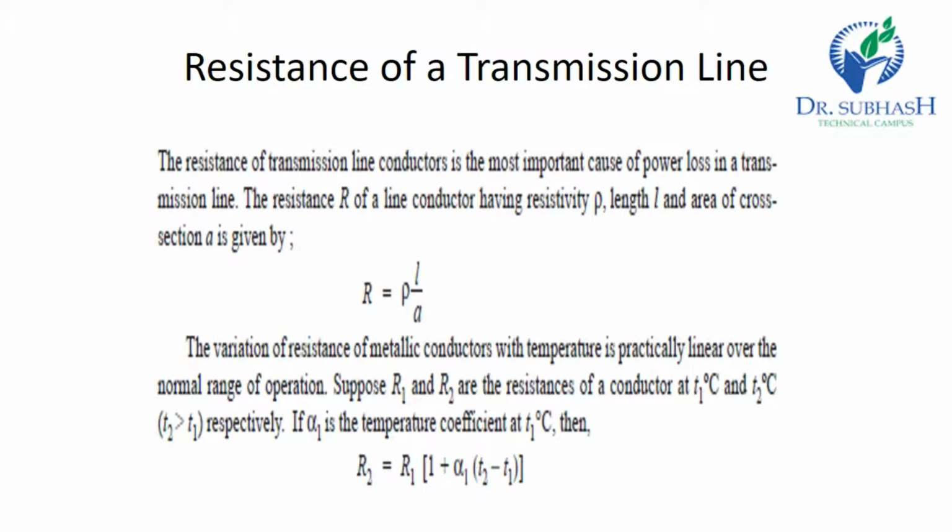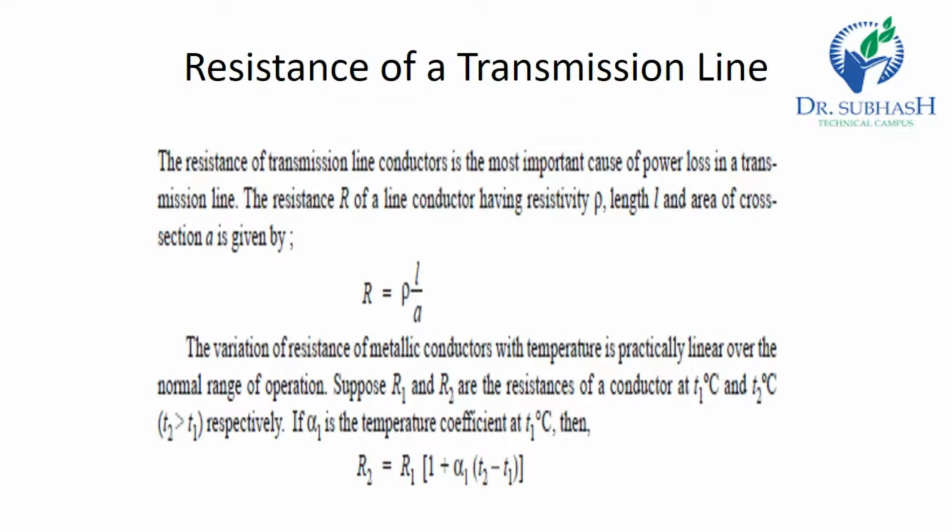Now we find out how to calculate the resistance of a transmission line. The resistance of the transmission line conductor is the most important cause of power loss in a transmission line. The resistance R of a line conductor having resistivity rho, length L and area of cross section A is given by R = rho L / A.